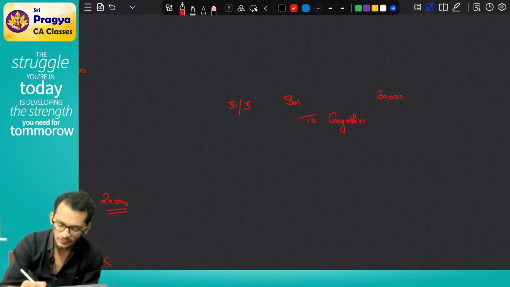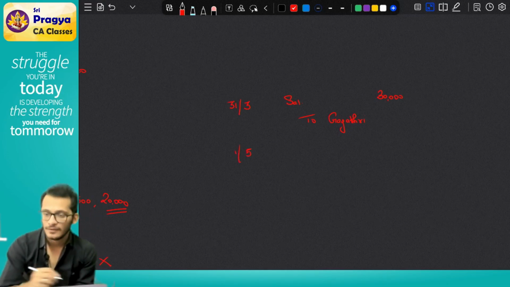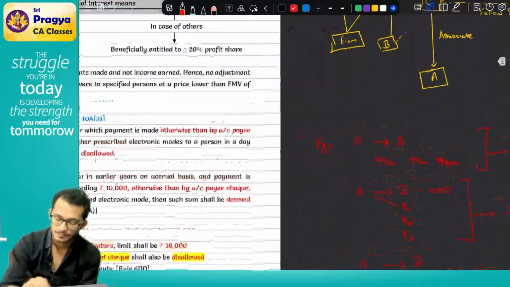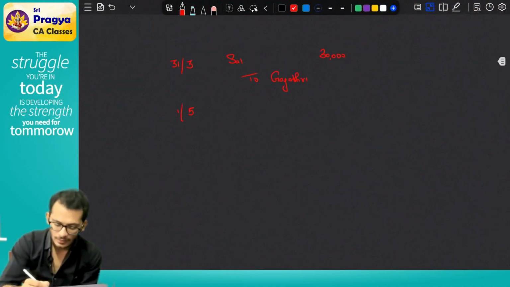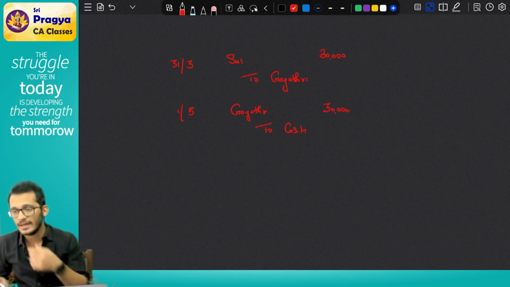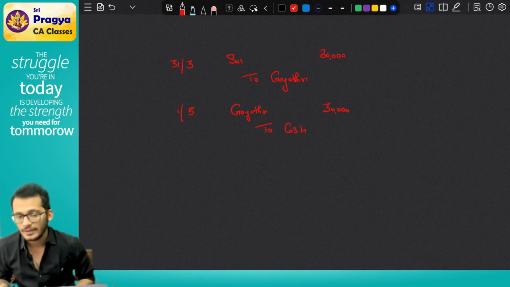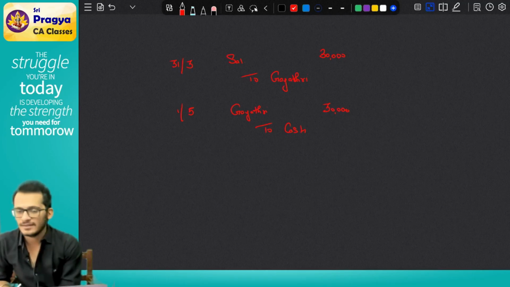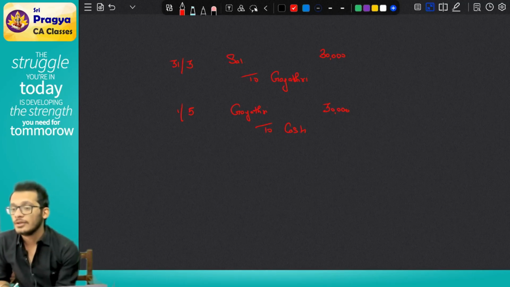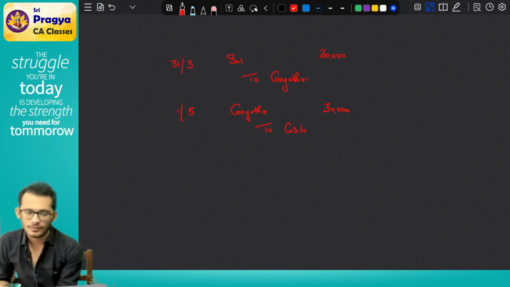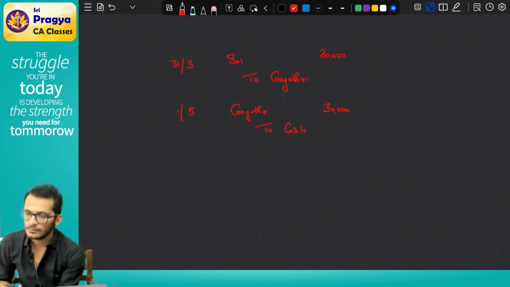Then what happened is, on 1st May, I passed an entry called Gayatri account debit to cash, 30,000. Single day, one payment I made, Gayatri 30,000. Assessing officer came to me and said, Dear Rahul, you have made a payment of more than 10,000 to Gayatri. Therefore, this payment should be disallowed.